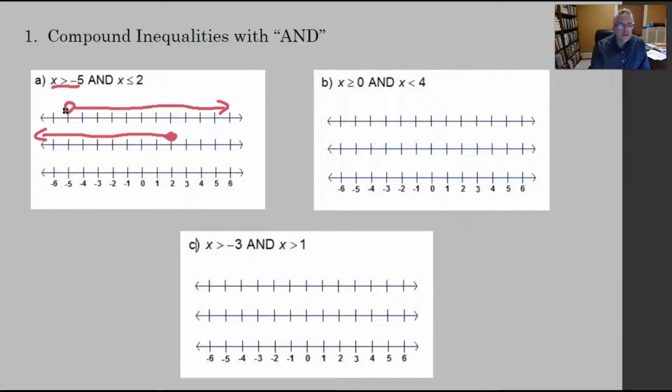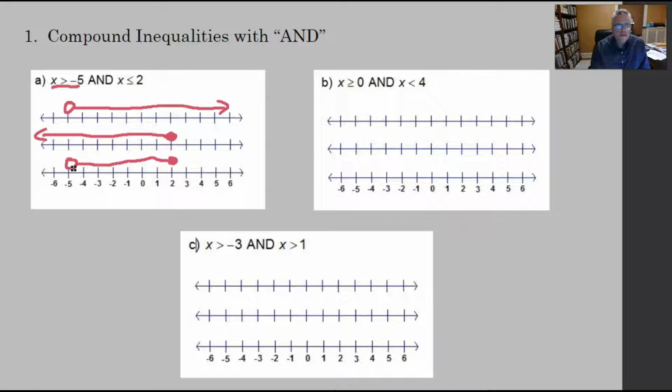Well, I see that starts to happen here at -5. In fact, -5 is on the second graph, but not the first graph. I'm going to put a hollow dot there. But everything to the right of -5, at least till we get to 2, is on the graph. So I'm going to draw my graph up to 2. 2 is on both graphs, so I'm going to put a solid dot there, and I'm going to stop.